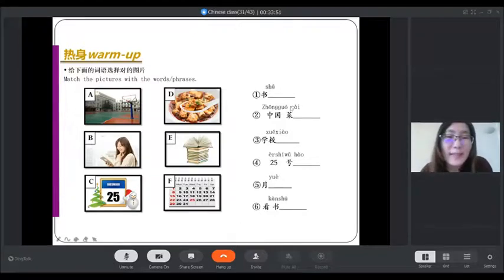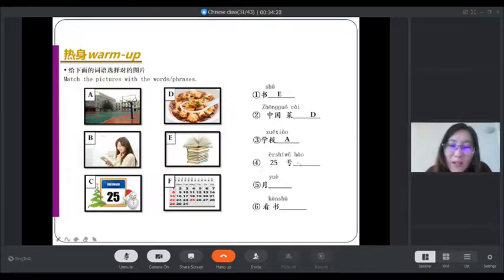Okay, look at this warm-up exercise. Look at the pictures and look at the words. Number 1, 书 means book. So the answer will be E. Number 2, 中国菜 Chinese food. Number 3, 学校 means school.